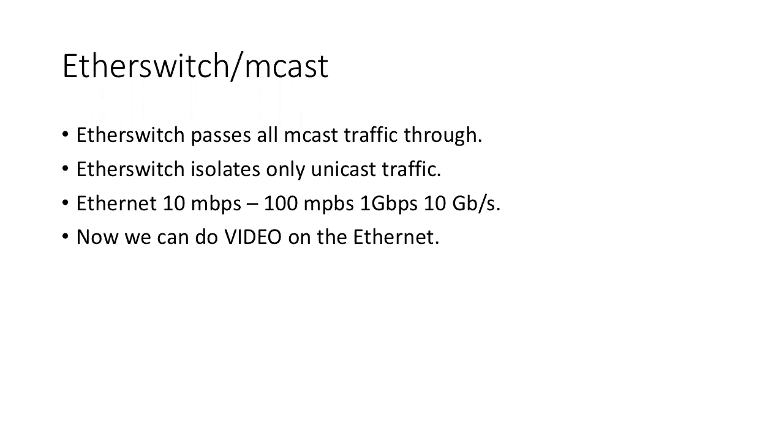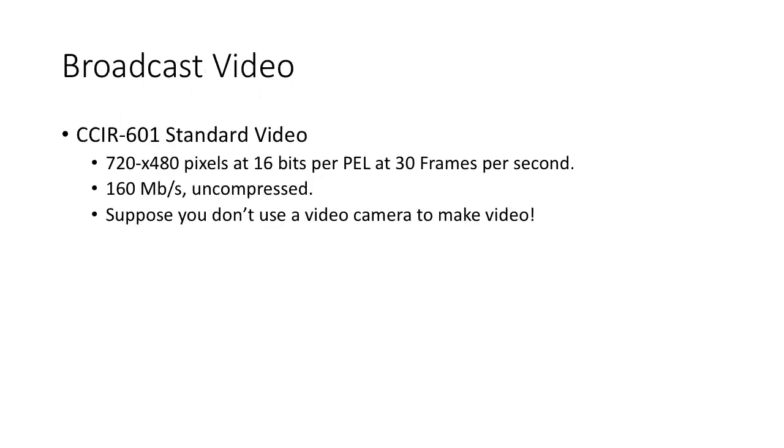And now we can do video on the Ethernet, and that used to be a big deal. Couldn't do that before. So now everybody's cutting the cable and moving to Amazon Prime or Netflix or YouTube or something. Then there's standard video, which is sometimes called 720p. It's 720 by 480 pixels at 16 bits per pixel element and at 30 frames per second. Uncompressed, it's 160 megabits per second.